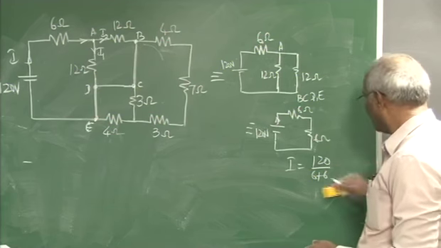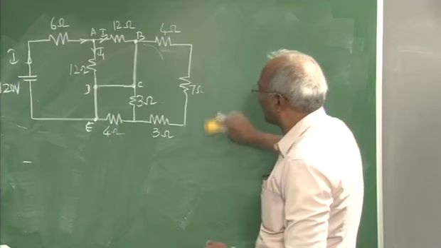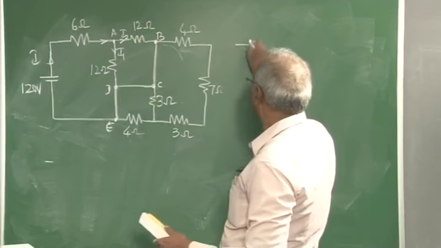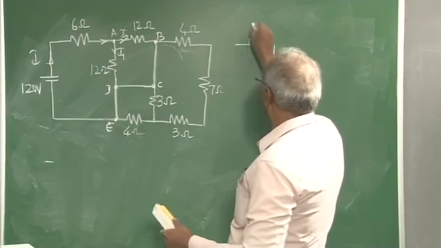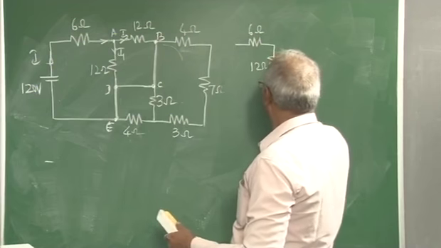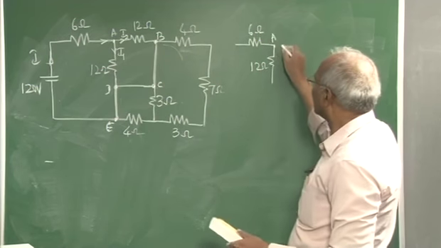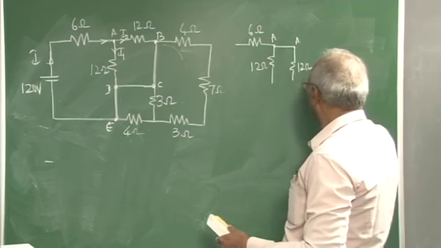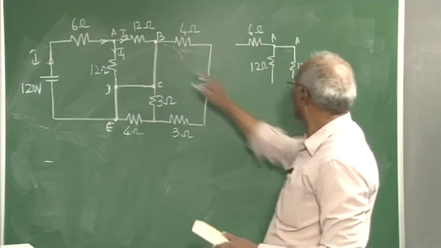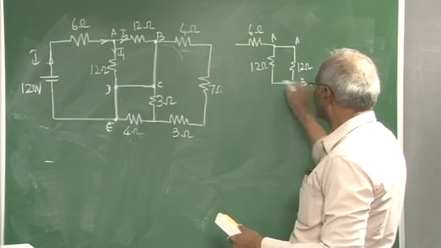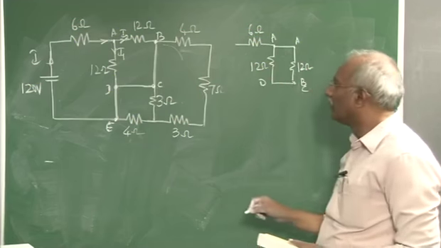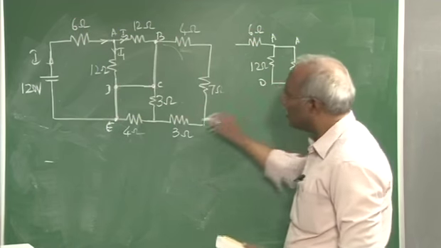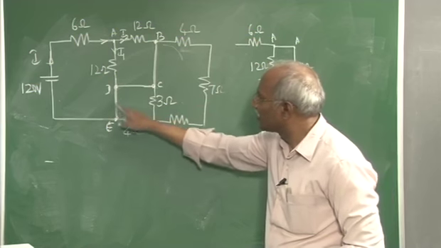In that respect, since these points are at same potential, you can write this one like this also. This is 6 ohm, this is 12 ohm, this point is nothing but A, this also A, and we have here this is 12 ohm, this point B is nothing but this, which is same as this D or C. And since this point is same as this point, this can be taken over to this point also.